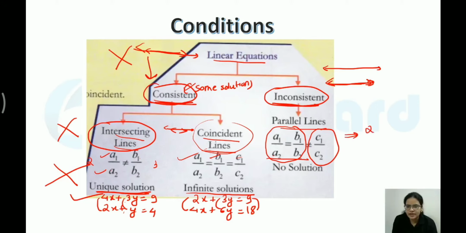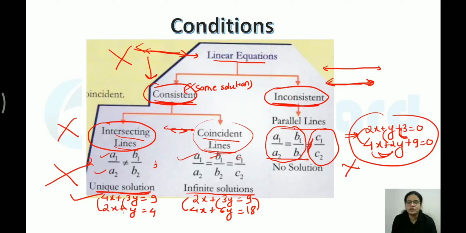For example, if I give you 2x plus y plus 3 is equal to 0, and suppose I give you 4x plus 2y plus 9 is equal to 0. Now this ratio is 1 by 2, 1 by 2. Here you are getting 1 by 3. It is not equal. Though these two are equal, this ratio is not equal. So you will not have any solution over here. No solution. That means I will call them an inconsistent pair of lines. I think it is clear.